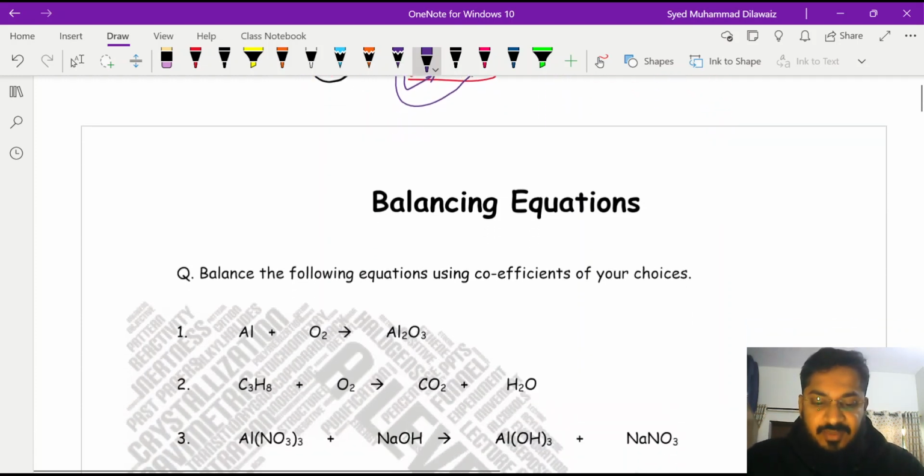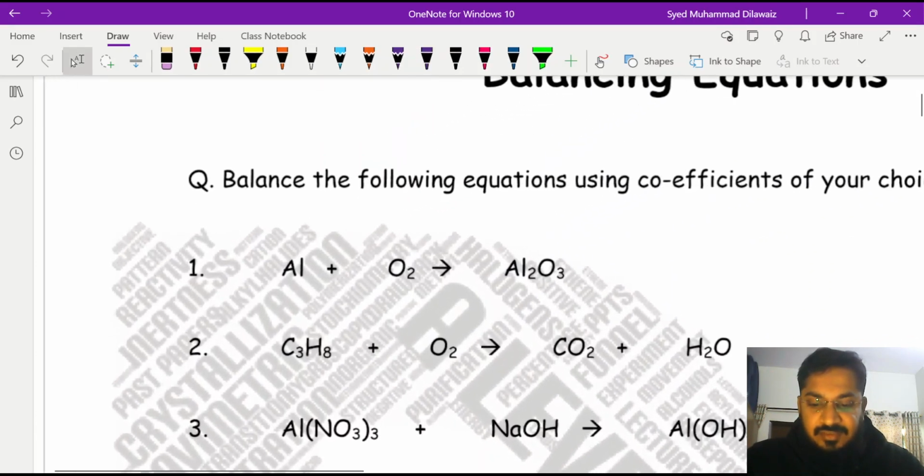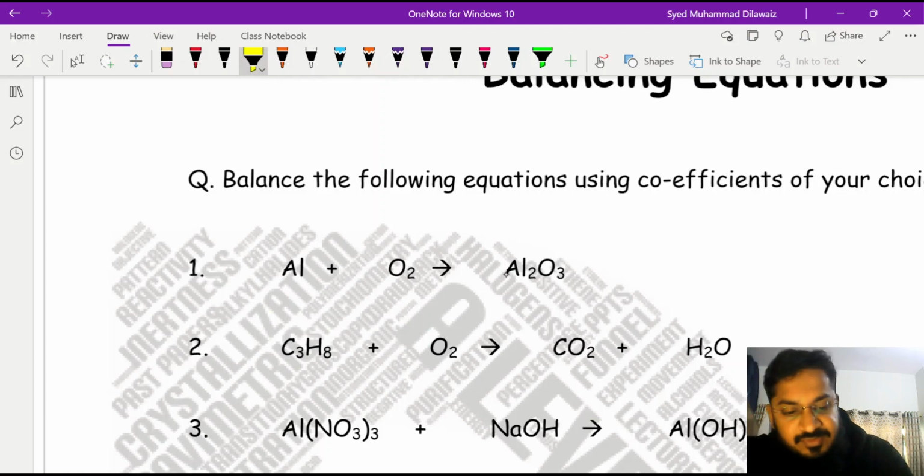Let's move on to the balancing thing. Like this, in case of aluminum reacts with oxygen to form Al2O3 in the very first equation, you can just see that we have got two aluminiums on the right side. How did we find the two aluminiums? We just considered this Al2, two aluminum atoms.